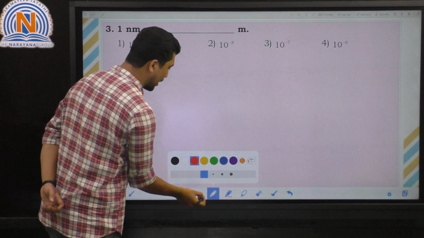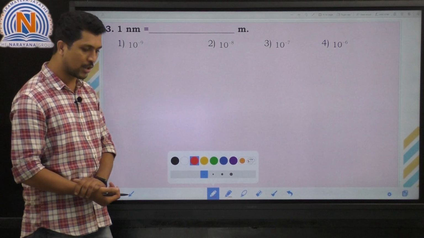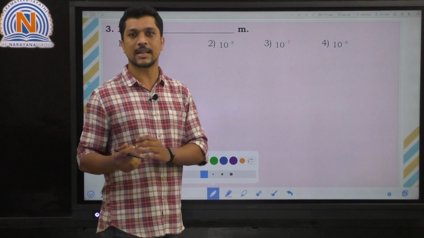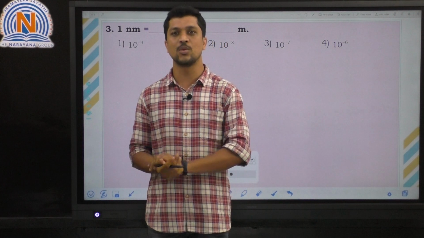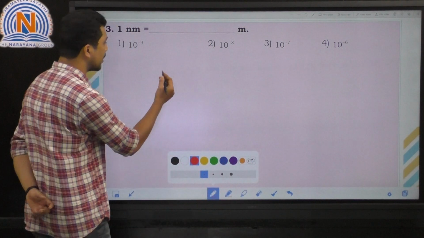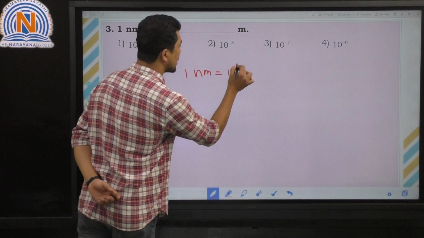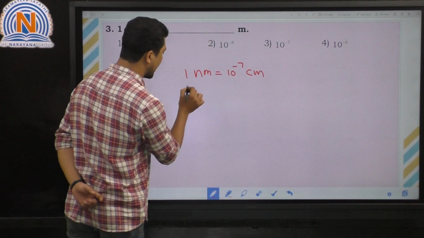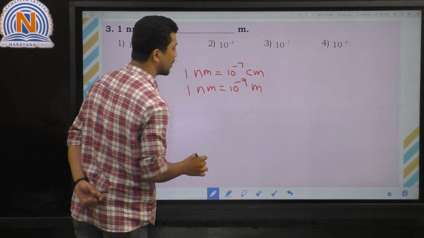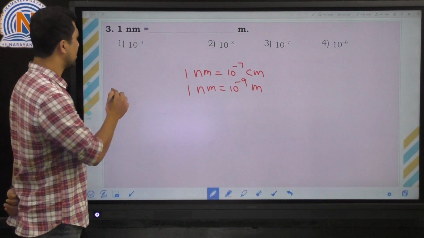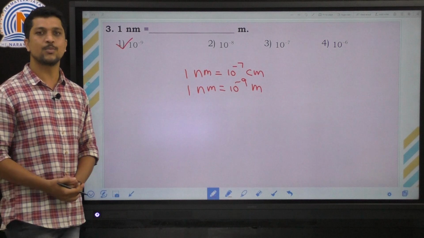Here the question is: 1 nanometer equals how many meters? Just now we have discussed that tiny lengths are measured with angstroms as well as nanometers. These nanometers we can also convert into centimeters and meters. So here 1 nanometer equals 10 power minus 7 centimeters, and in the same way 1 nanometer equals 10 power minus 9 meters. So the correct option is the first option. Clear? Let's move on to the next question.